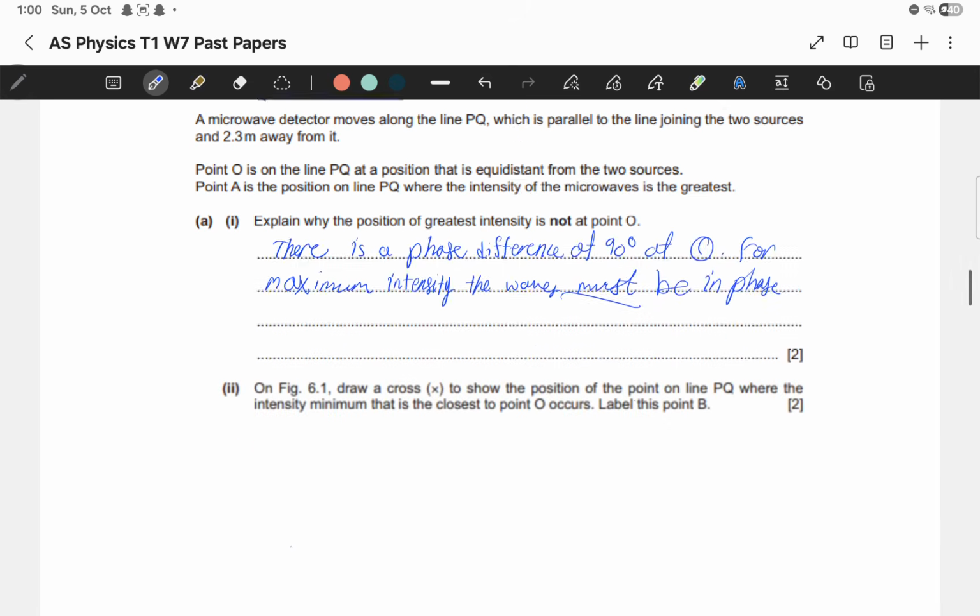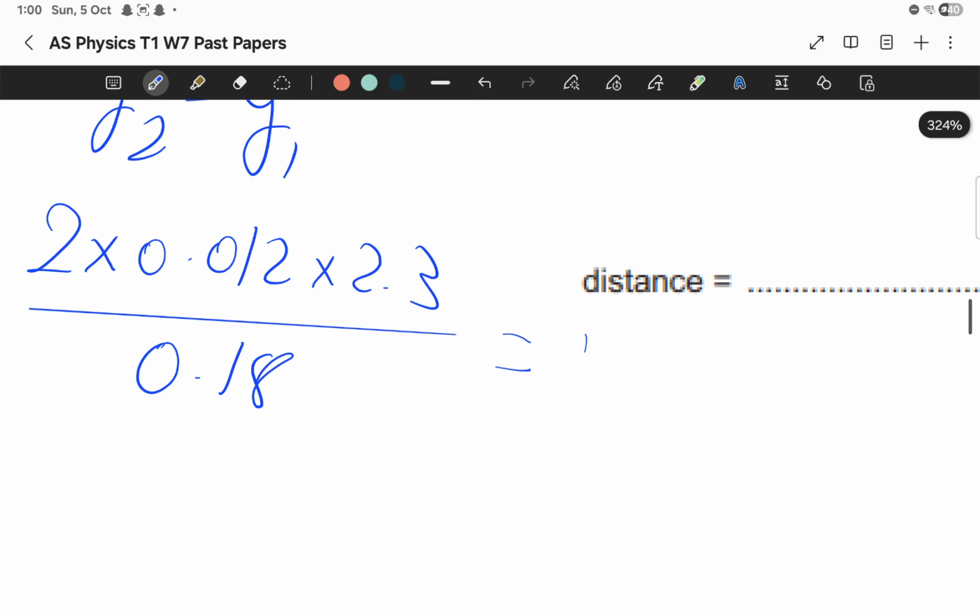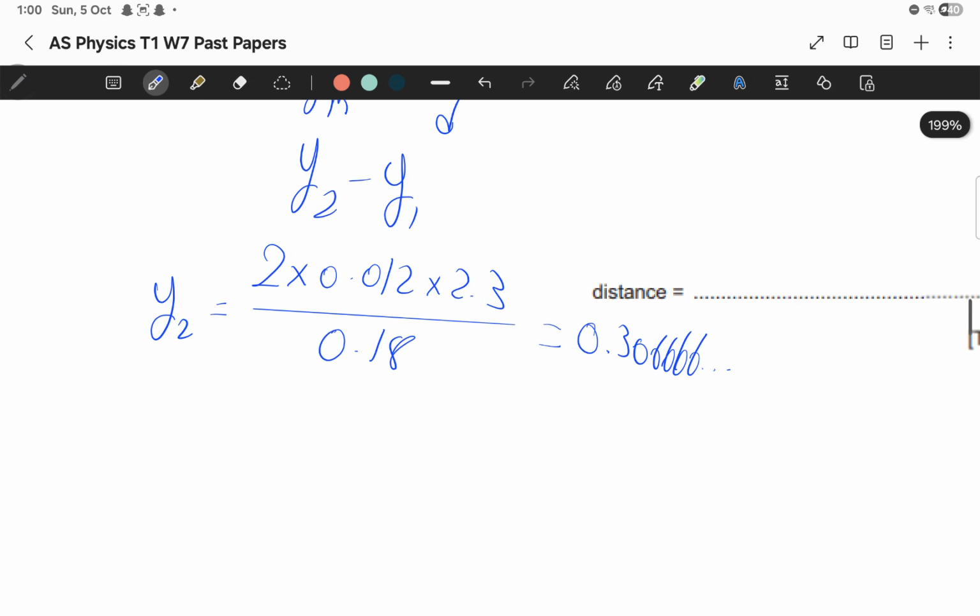and then small d is 0.18 meters, so over 0.18, okay, this is gonna equal to y2, so this gives me 2 times 0.012 times 2.3 over 0.18. 0.36666 repeating. Okay, this is meters.